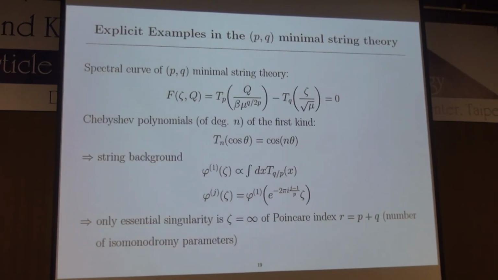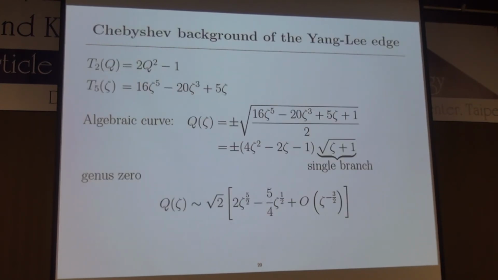To give you an example, in the context of minimal string models, usually the algebraic curve is given by the Chebyshev polynomials. This is a well-known result in this field. And if you do the integration, you'll find what the spectral curve looks like. In this particular case, I choose Yang-Lee H, so p equal to 2 and q equal to 5. Here you can see that the first polynomial is of degree 2 and the second one is of degree 5. So that curve is given of this form, where there's a single cut. Geometrically, you can imagine this is a genus 0 curve.